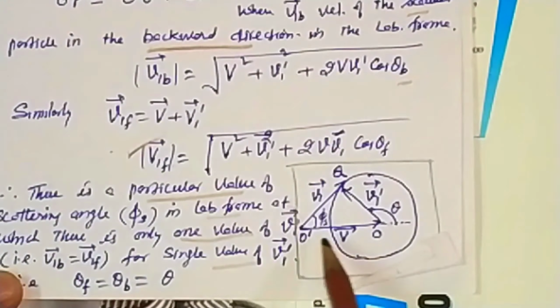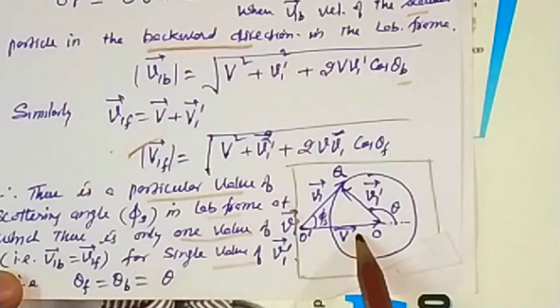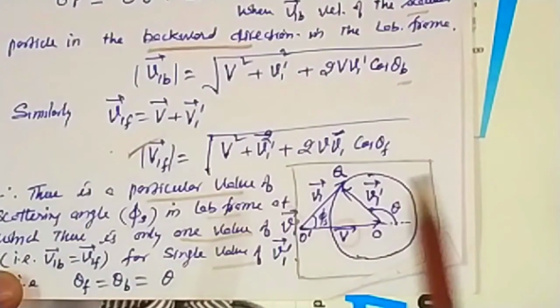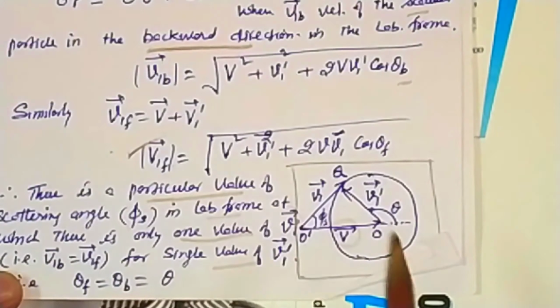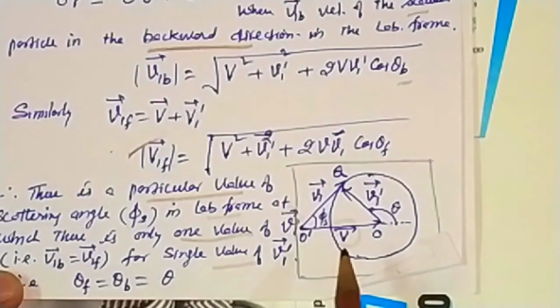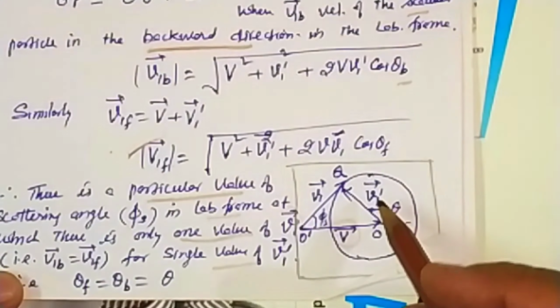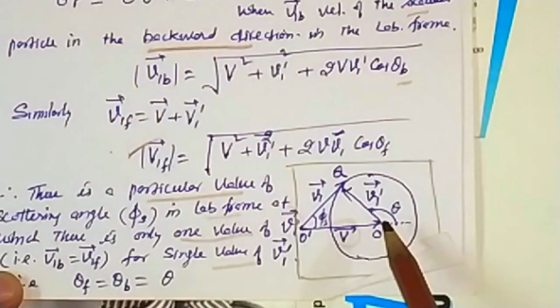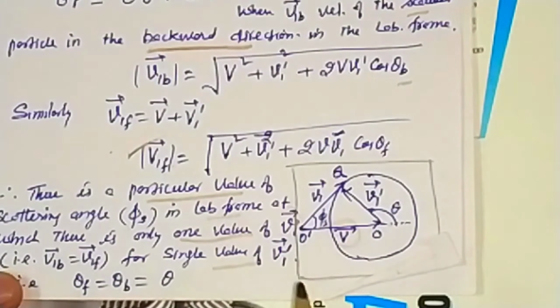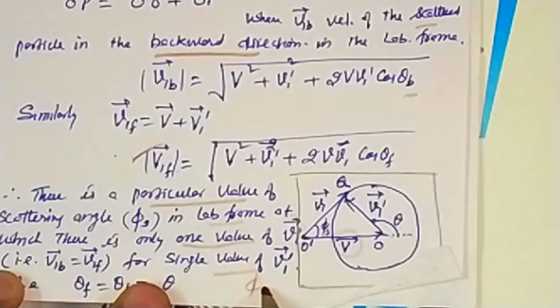What is O dash O? O dash O is the velocity, capital V, velocity of center of mass in lab system. OQ vector is V1 dash vector, velocity of scattered particle in center of mass system. So that means the velocity magnitude of center of mass in the lab system and the velocity magnitude of scattered particle in center of mass system are equal. That particular angle of scattering in lab system is represented by phi s.